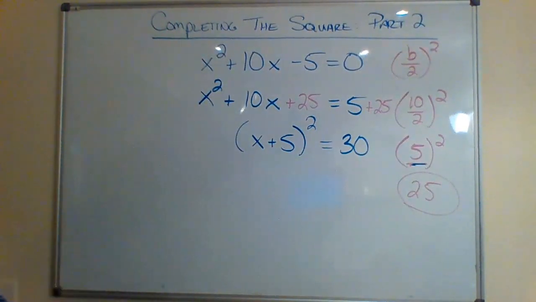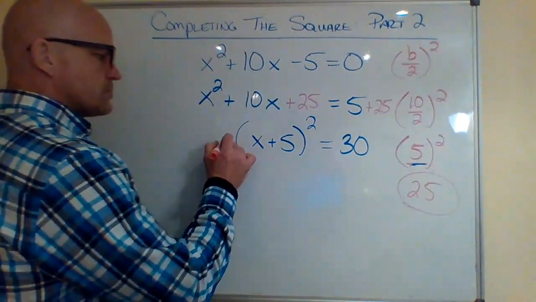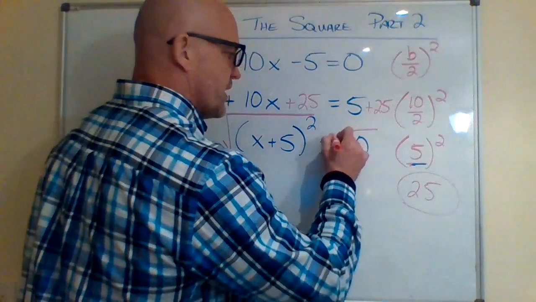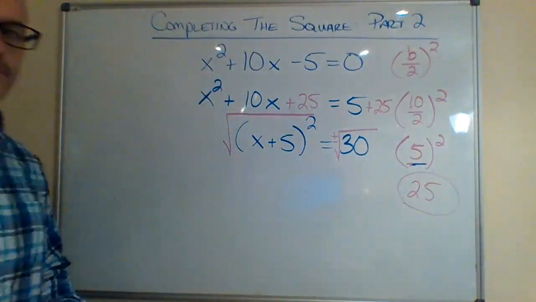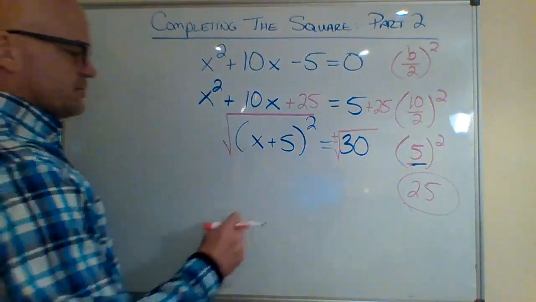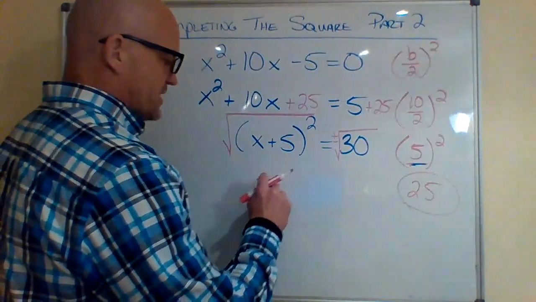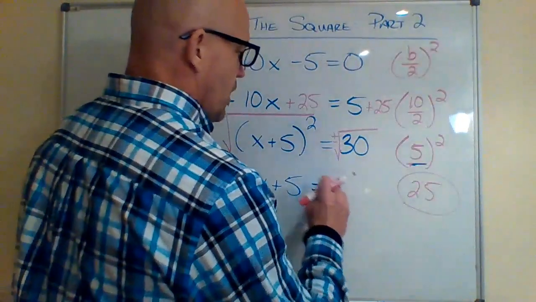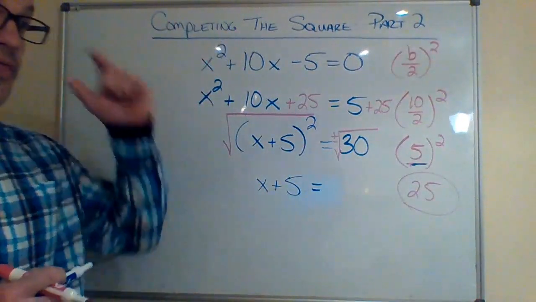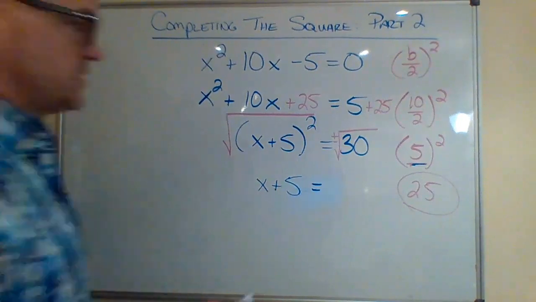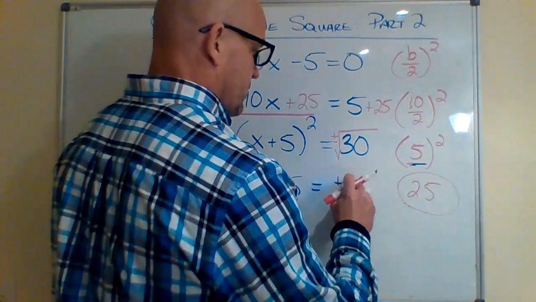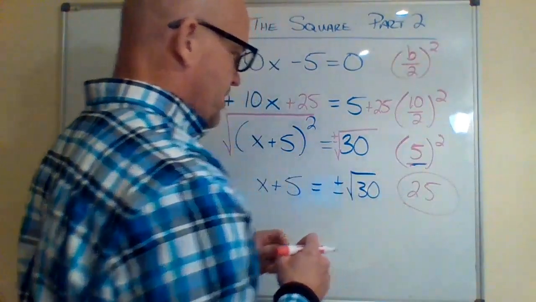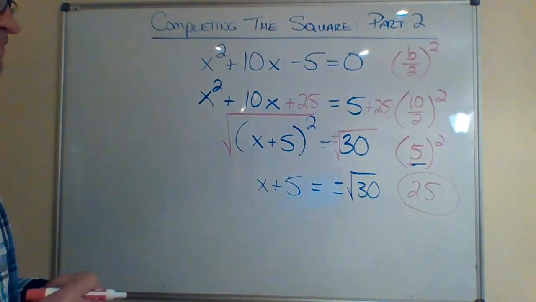So at this point, we're going to solve using roots. I'm going to square root this side. I'm also going to square root this side. Don't forget your positive and negative. The square root of x plus 5 squared is just x plus 5. Root and the square undo each other. Over here, I have positive or negative square root of 30. There are no perfect square factors of 30.